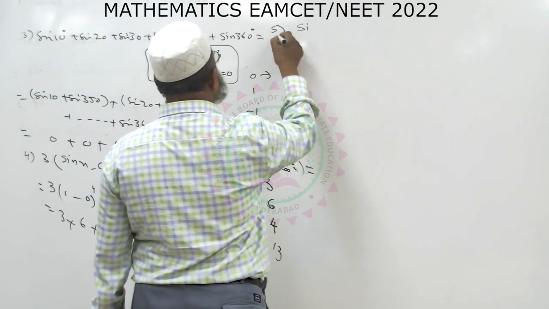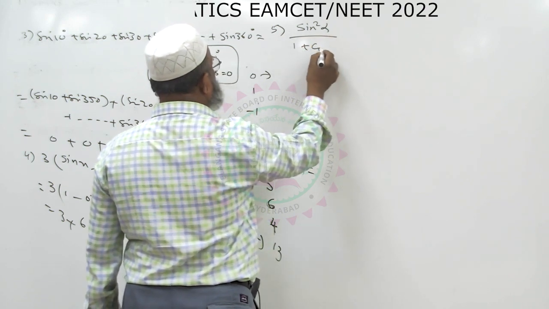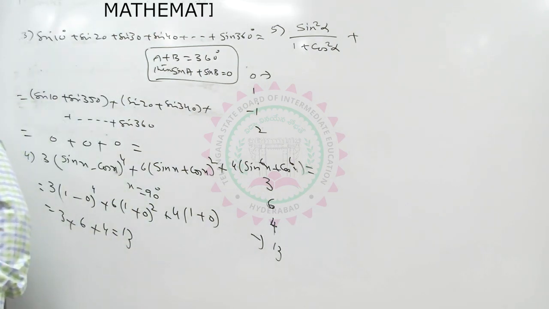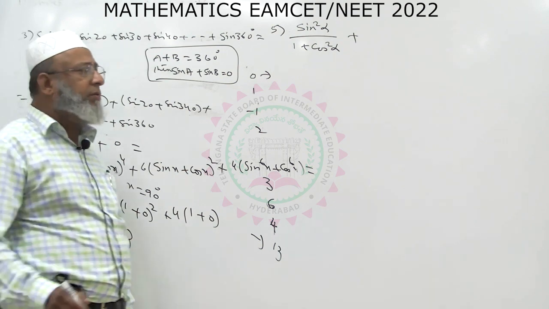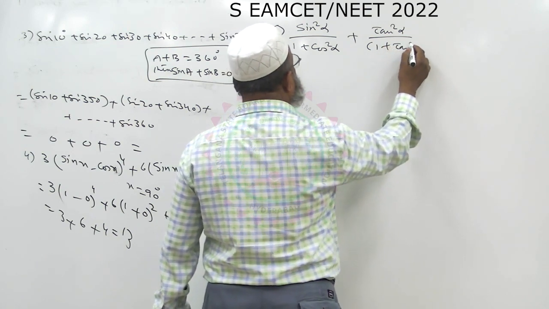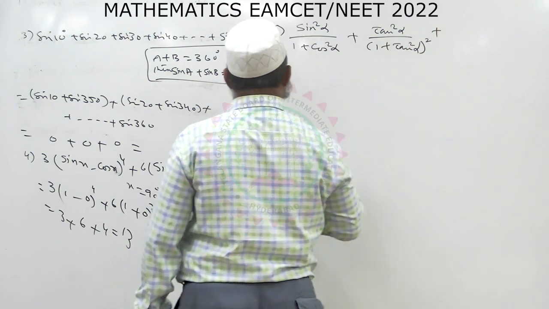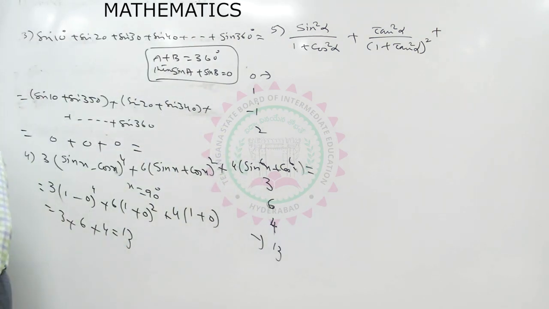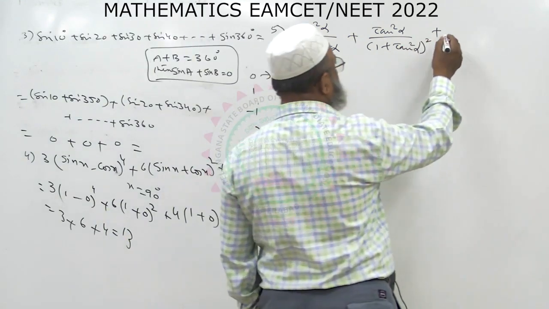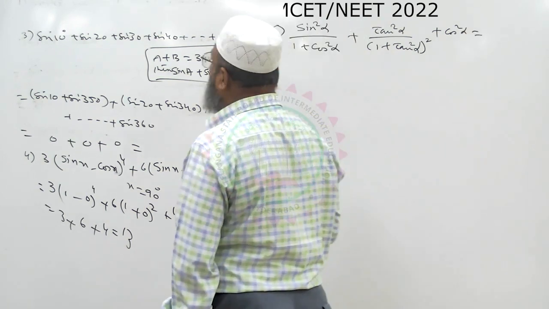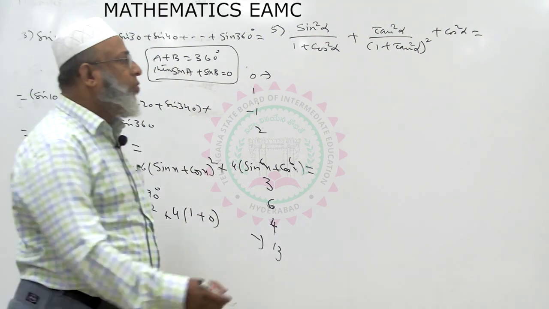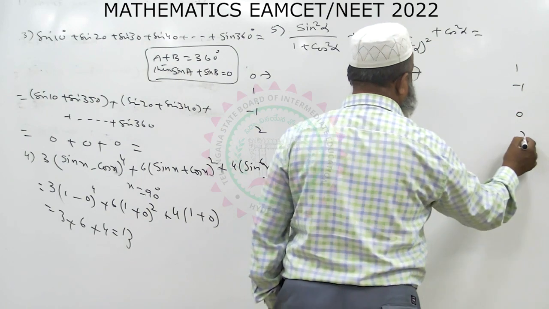Fifth question. Sin square alpha by 1 plus cos square alpha plus tan square alpha by 1 plus tan square alpha whole square plus cos square alpha is equal to. The options are 1, minus 1, 0, 2.